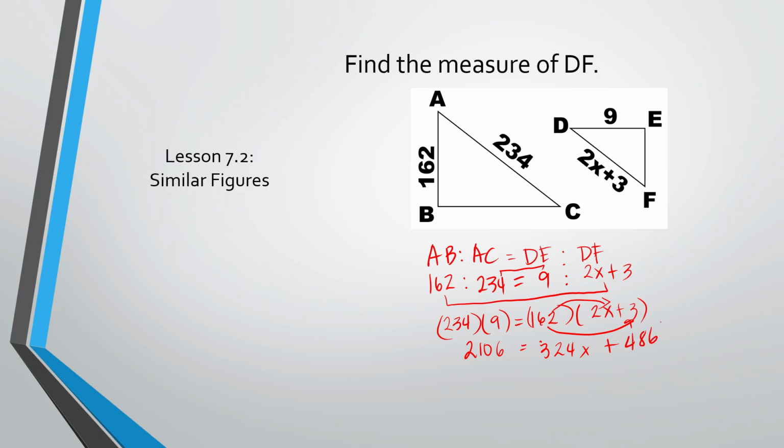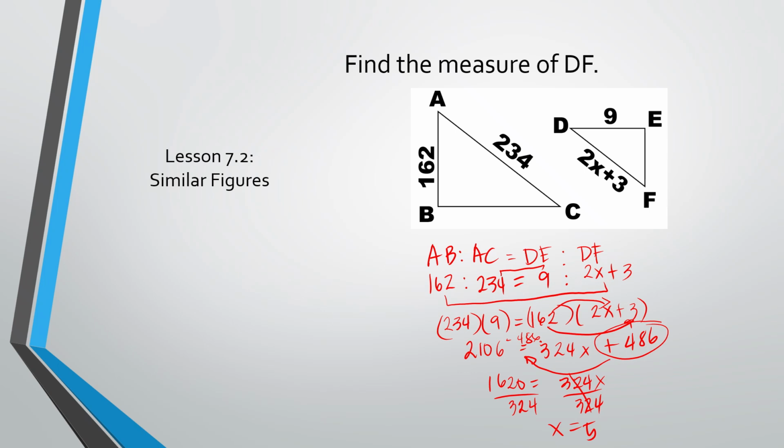Then you have to move this 486 to the other side, which is minus 486. So therefore, 2,106 minus 486, which gives you 1,620, is equal to 324x. Then, to find out the value of x, simply divide this by 324, which gives you x is equal to 5.